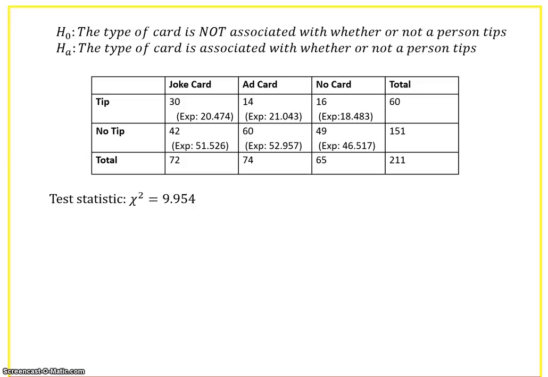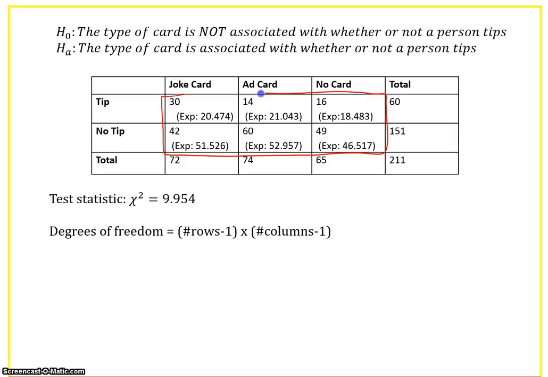We again need to find the degrees of freedom for the chi-square distribution. And the reason I have this table here is so that we can look at it, because the degrees of freedom is the number of rows minus 1 times the number of columns minus 1. So here, again I'm talking about just this part of the table, we have 2 rows and 3 columns, which gives us 2 degrees of freedom.